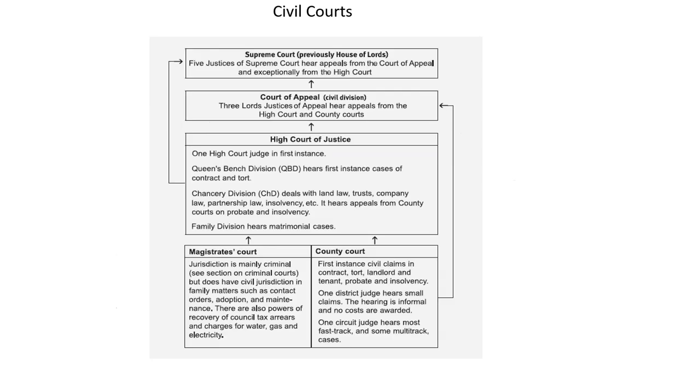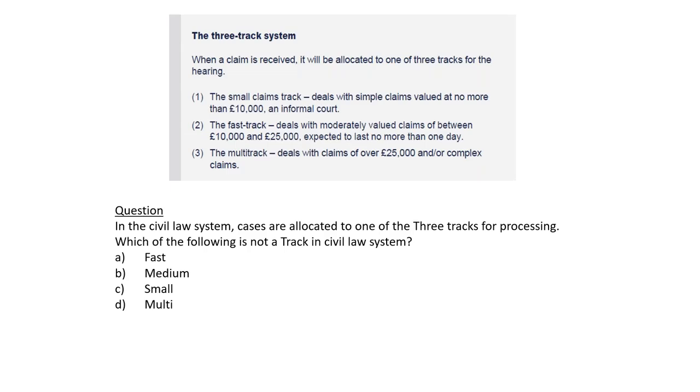If we talk about the three-track system, what is the three-track system? When a claim is received, it will be allocated to one of the three tracks for the hearing. When a party brings a case against the other party, when a party claims something from the other party, whether it will be a small track claim, a fast track claim, or a multi-track claim depends on how much claim you are expecting from the other party. If we talk about the small claims track, it deals with simple claims valued at no more than £10,000 and has an informal court.